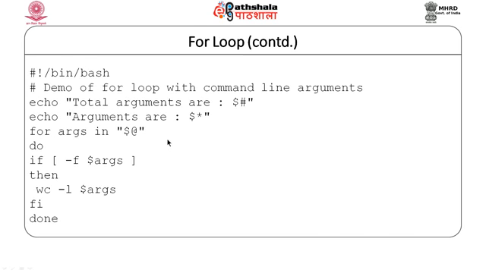This is another example. It uses positional parameters. Positional parameters were discussed in an earlier module. Over here, the first statement echoes total arguments; we display the number of command line arguments. The second, we display each command line argument using $*, and in the third case we are iterating for each argument. So, this for loop will iterate as many times as the number of command line arguments we have supplied.